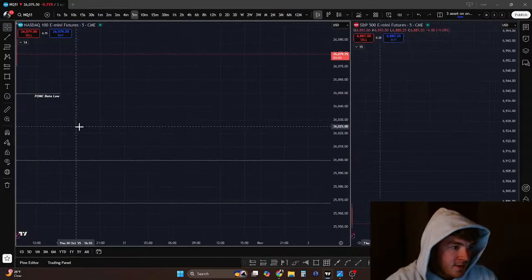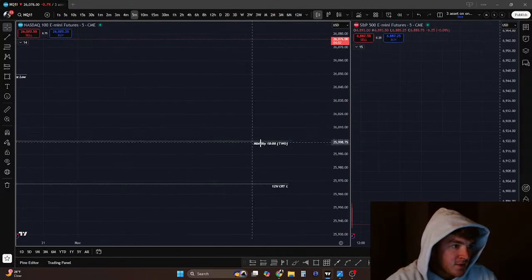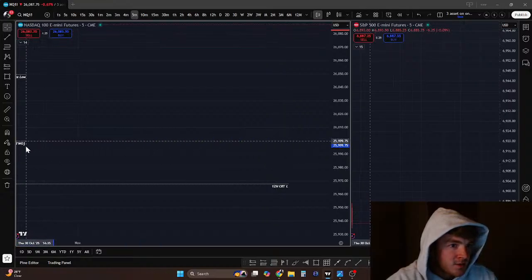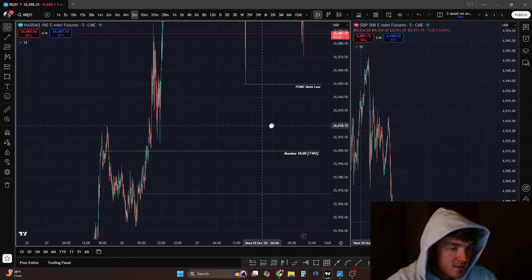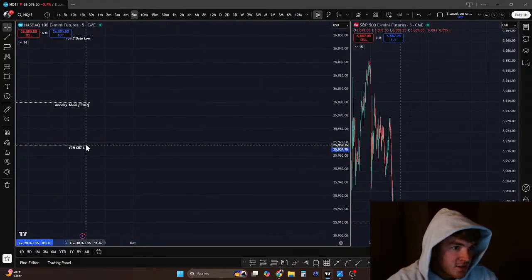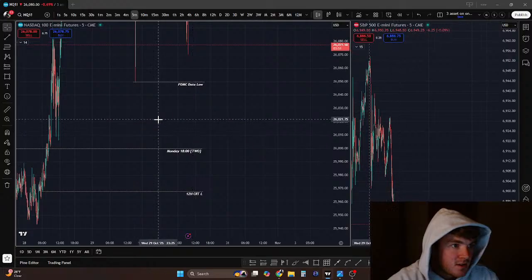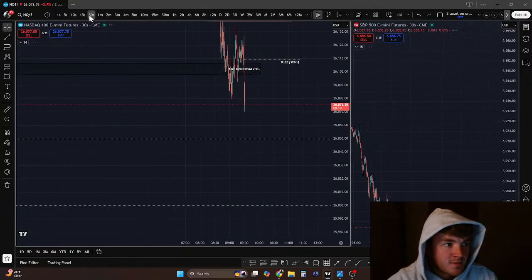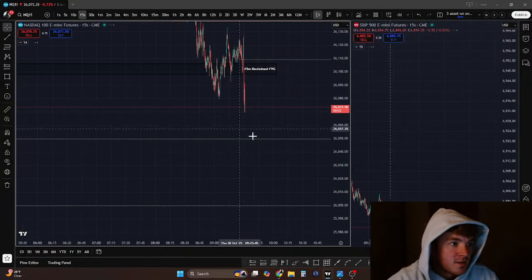And then we'll have a Monday 18 o'clock, which I think will be a place we might want to rebalance to eventually. And then we have a 12-hour CRT low here. All of those things could be eventual targets.